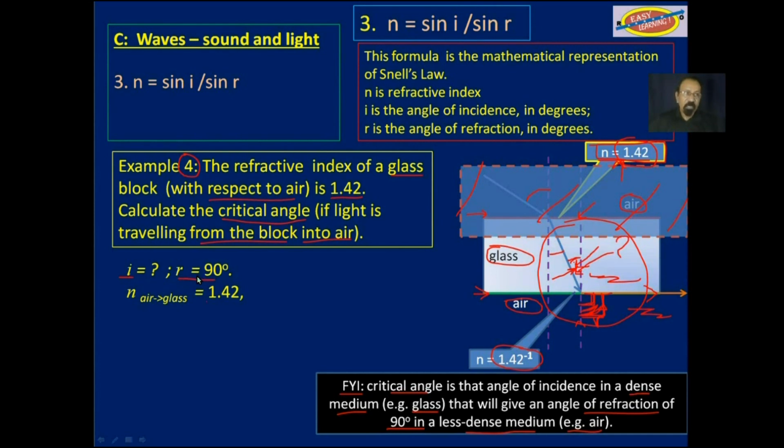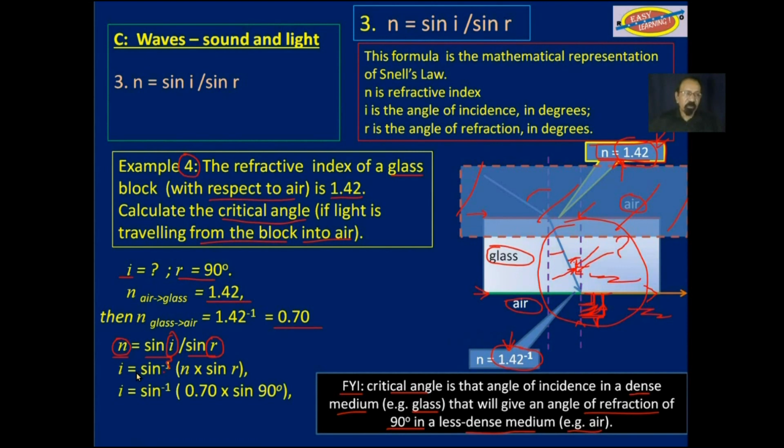The refractive index of the air-glass boundary is 1.42 up here, and therefore down here it will be the inverse of that, and so it would be 0.70. Having said that, the question becomes easy. We know that N is equal to sine I over sine R. We know N, we know R, and we want to find I.